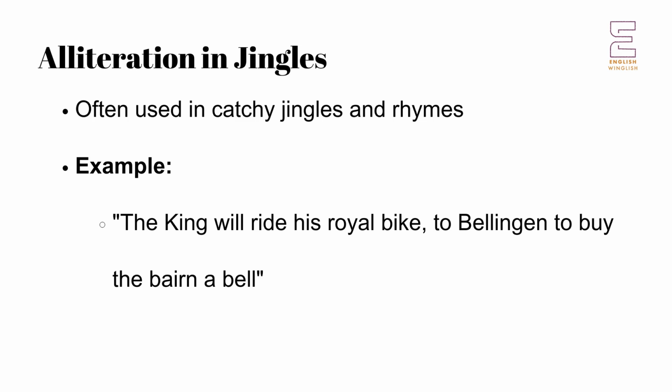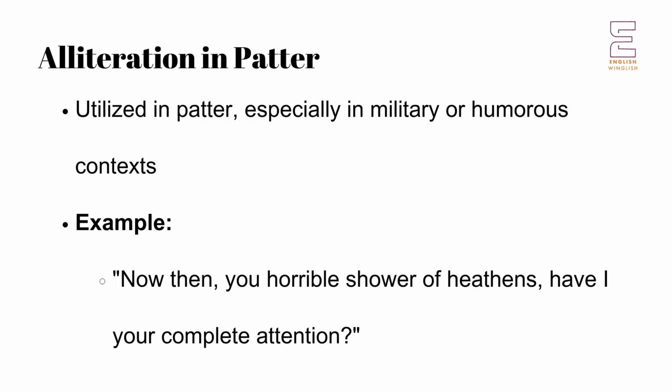Alliteration in jingles. In jingles, alliteration is used to create catchy and memorable phrases. For instance, "The king will ride his royal bike to Bellingen to buy the bairn a bell." The alliterative B sounds make the jingle easy to remember and enjoyable to recite, showcasing the device's ability to enhance the musicality of language.